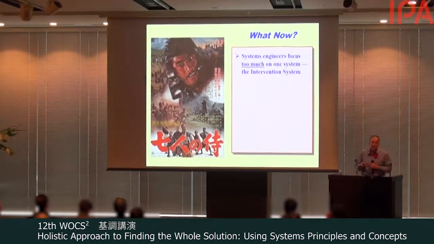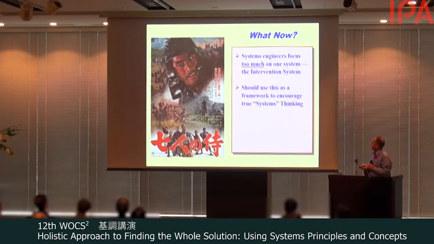So what can we conclude from this? Our system engineers tend to focus most of their attention on the intervention system. Why? Because that's what they're taught. They're taught as engineers, I have this product, this device, that I'm supposed to engineer to solve that problem, but they don't consider all the systems and how they interact. They might not give you the best holistic solution. So this framework, the 7 samurai framework, can be a tool by which you can enhance the ability to do more proper system thinking.